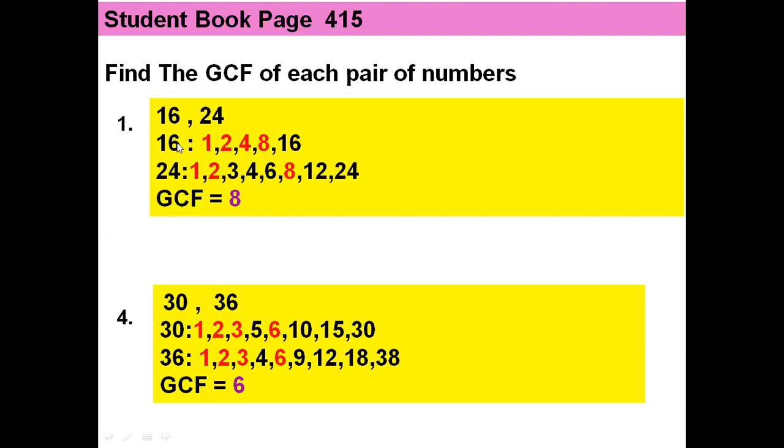What are the factors of 16? 1 times 16, 2 times 8, and 4 times 4. So we write 4 how many times? One time. When we have repeated numbers, we write each number only one time. What are the factors of 24? 1 times 24, 2 times 12, 3 times 8, 4 times 6.